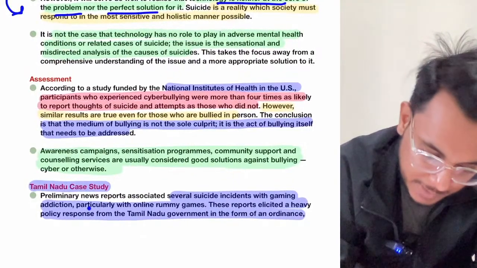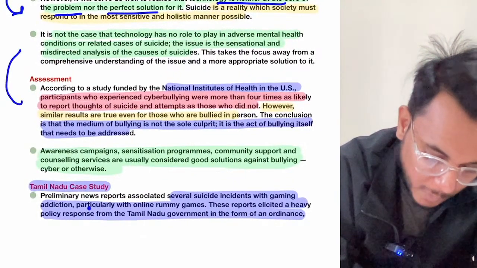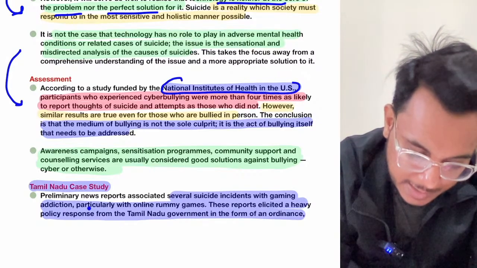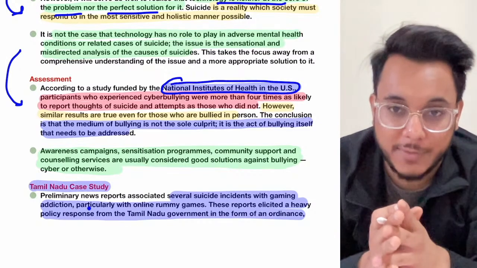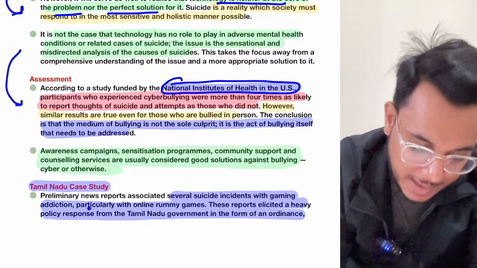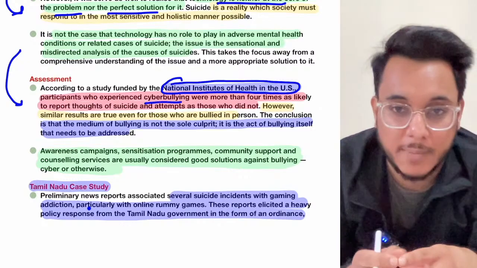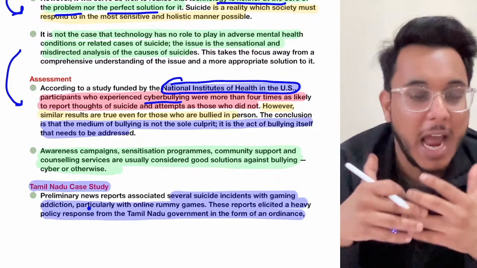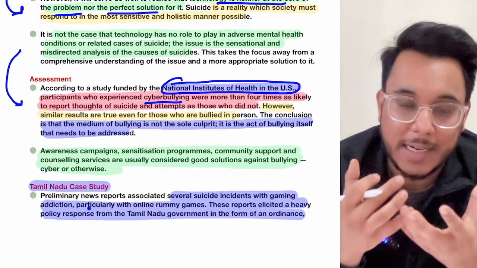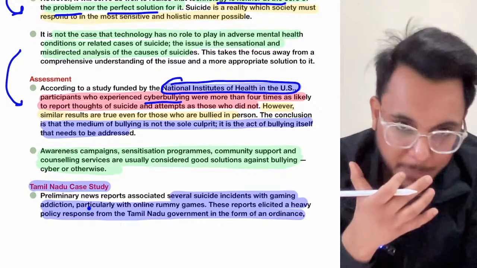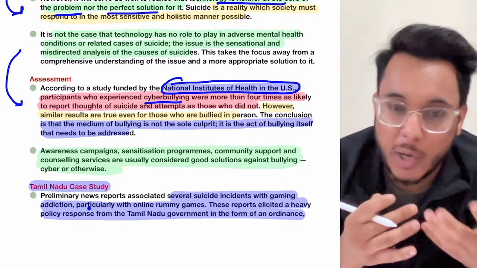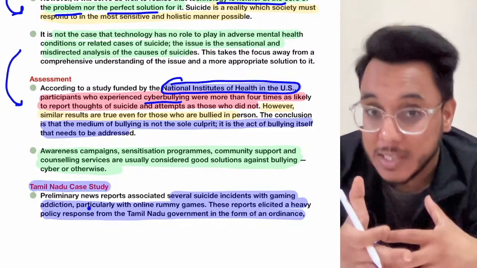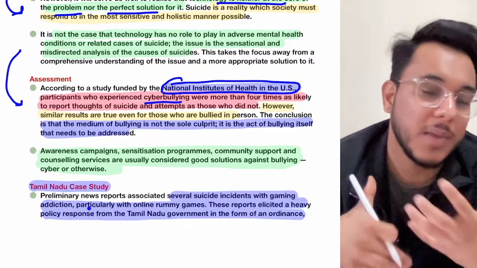Now you see this particular thing. Basically, guys, some data is given here. According to the National Institute of Health in the US, people who experience cyberbullying. Now what is cyberbullying? Let's say I have posted a post on social media. Now that post has not been liked by some of the people, so some of them will give me threats, some of them will curse me.